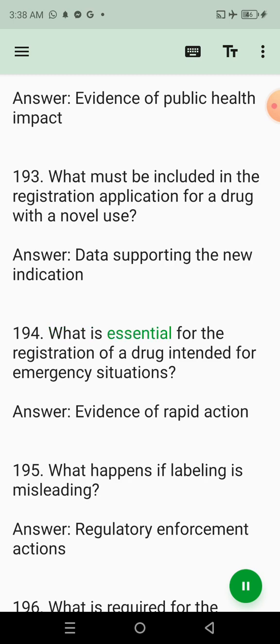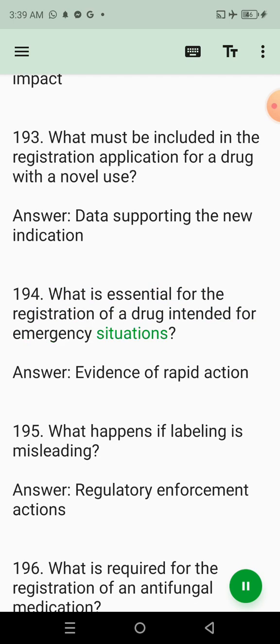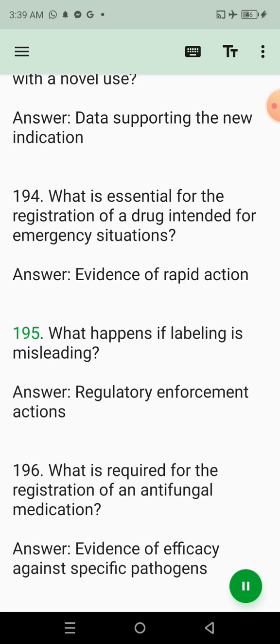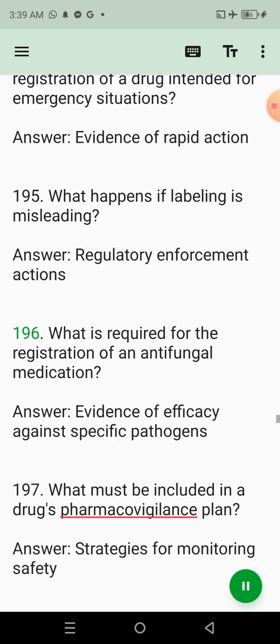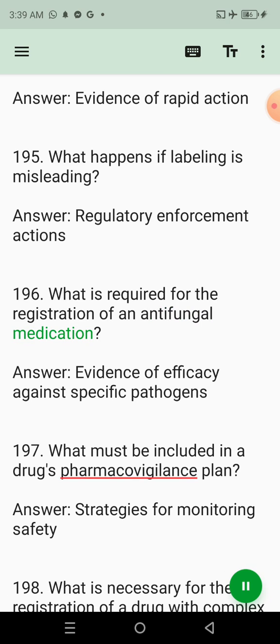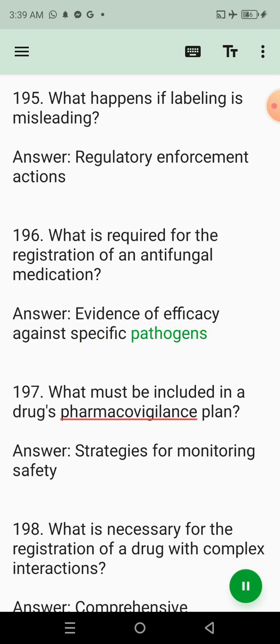194. What is essential for the registration of a drug intended for emergency situations? Answer: evidence of rapid action. 195. What happens if labeling is misleading? Answer: regulatory enforcement actions. 196. What is required for the registration of an antifungal medication? Answer: evidence of efficacy against specific pathogens.